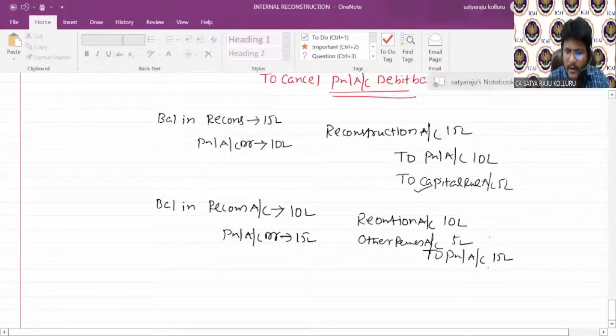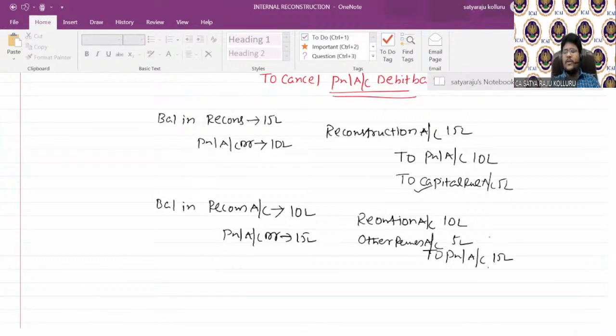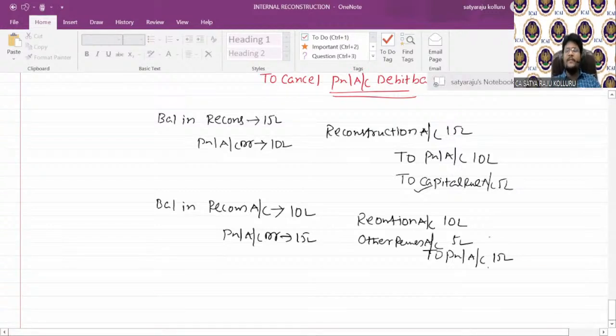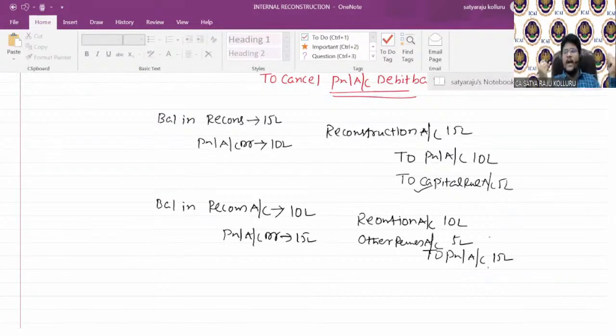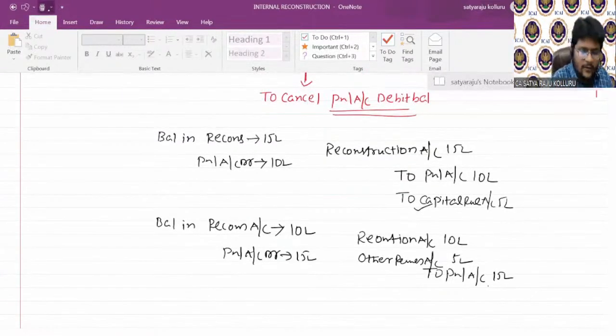Sir, if the other reserves do not exist, what can I do, sir? To the extent of 10 lakhs only, I can nullify. So still the profit and loss account debit balance is there in my balance sheet for 5 lakhs. I did my best efforts, but still the balance is there. If at all reserves are there, I can use the reserves to set off the P&L account debit balance. But still, if it is there, we can't do anything. We continue to show the profit and loss account debit balance, because the reconstruction account balance is not sufficient to cancel it. Next, this is at the end of reconstruction, right?